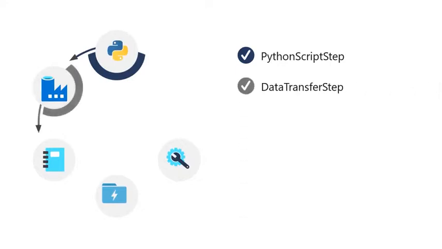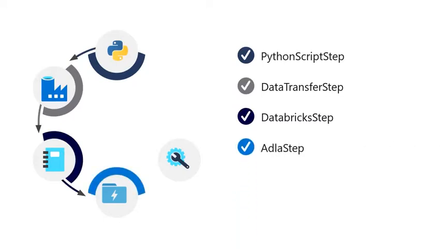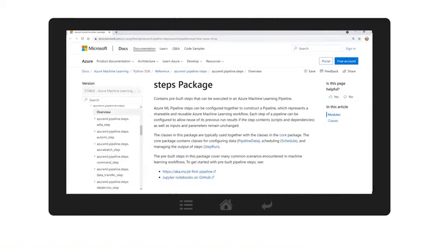Data transfer step, uses Azure Data Factory to copy data between data stores. Databricks step, runs a notebook, script or compiled jar on a Databricks cluster. Atlas step, runs a U-SQL job in Azure Data Lake Analytics. And parallel run step, runs a Python script as a distributed task on multiple compute nodes. It's important to note that for a full list of supported step types, see the azureml.pipeline.steps package documentation. You can find a link to this document from the additional readings at the end of this lesson.